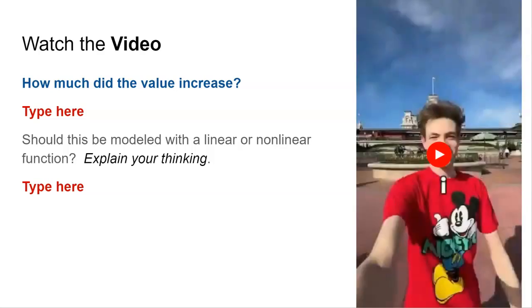So the first question is, how much did the value increase, and should this be modeled with a linear or nonlinear function? We are just asking for students' opinions at this point. They may have a good idea of which makes the most sense, but right now either one is fine. Have them explain their thinking. Once they've done that, we're going to move on and analyze this using a linear model.